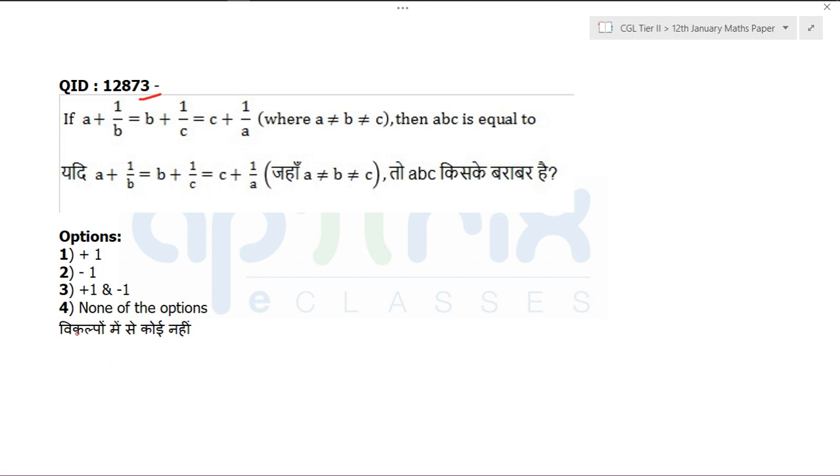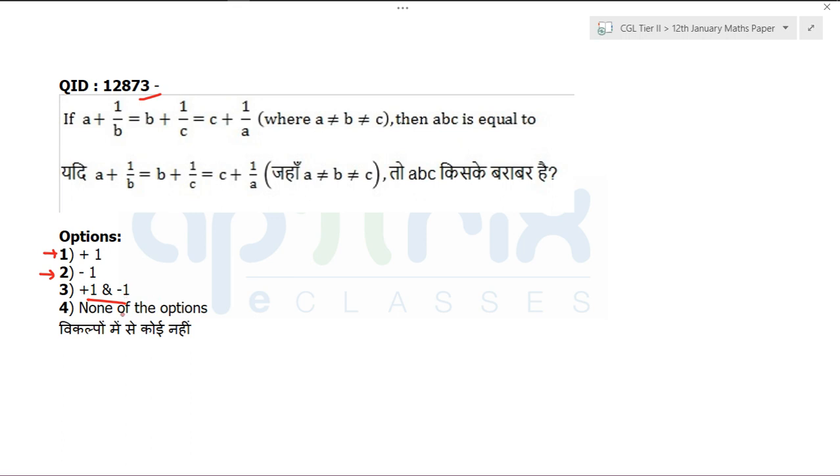Options are always helpful. Even if you are getting minus 1 or plus 1, the third option is plus 1 and minus 1. So anyone getting plus 1, do not be tempted to mark only plus 1, because your answer is also there in the third one. You have to check if minus 1 is going to be the answer or not.